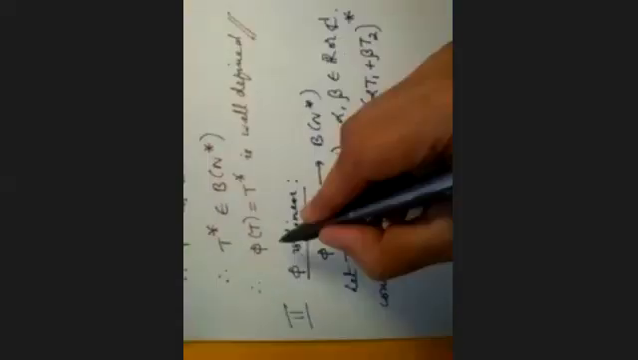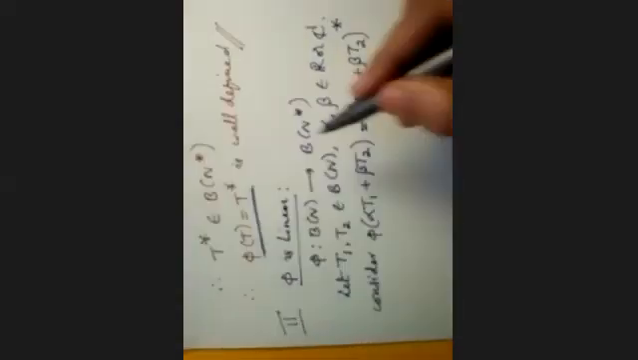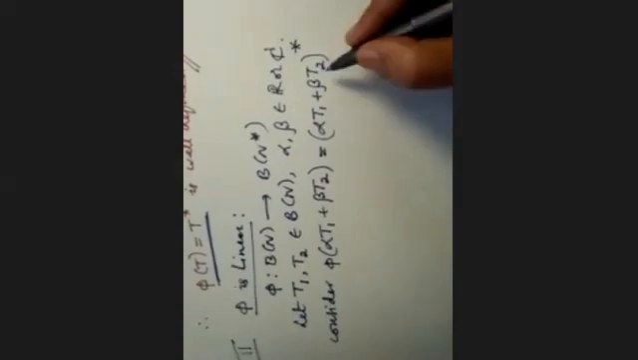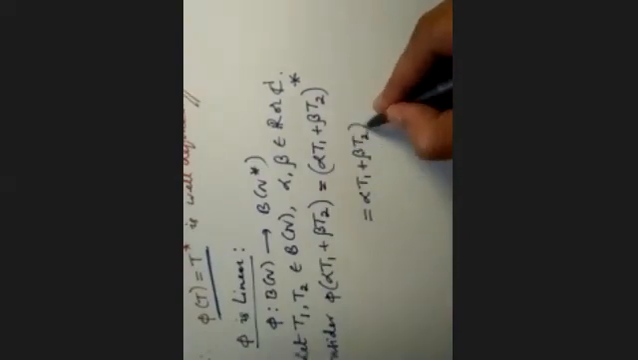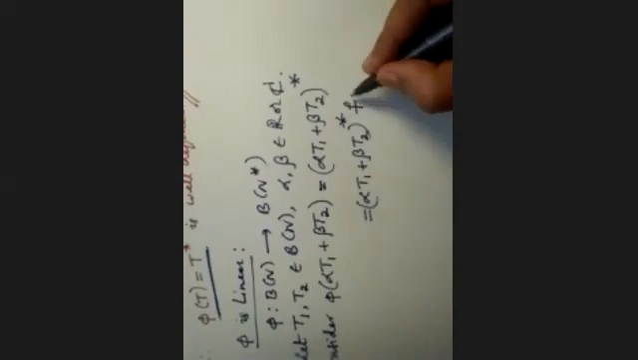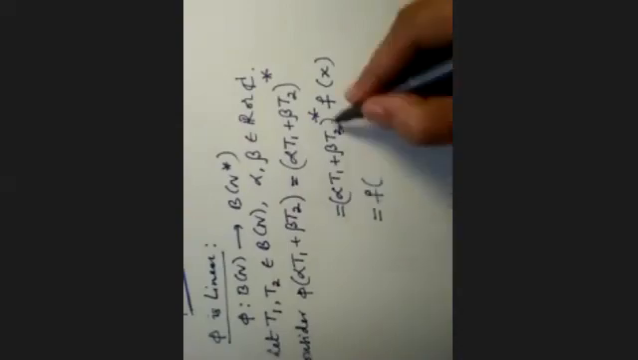How is phi of T defined? Phi of T is nothing but T star. So phi of any operator is nothing but its conjugate, T star. And this star is equal to (alpha T1 plus beta T2) star. This is an operator, so it has to act on f, in turn on x. By definition, T star f of x is nothing but f of Tx.